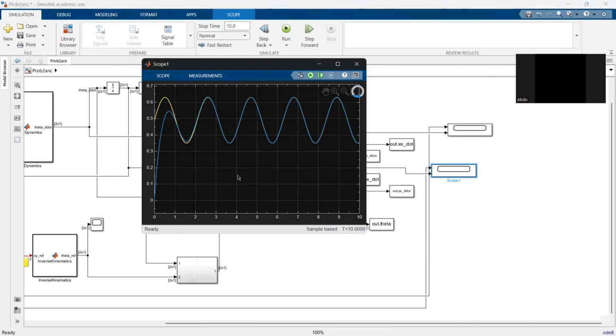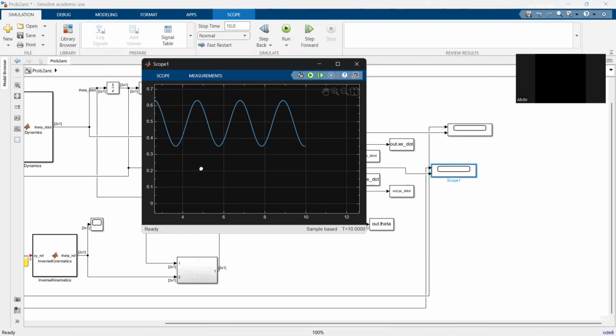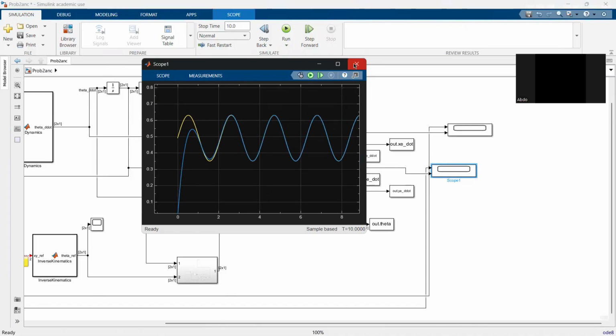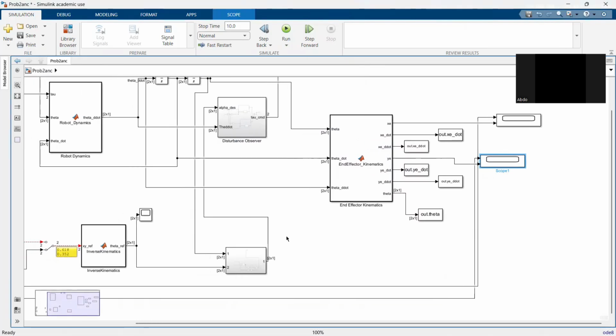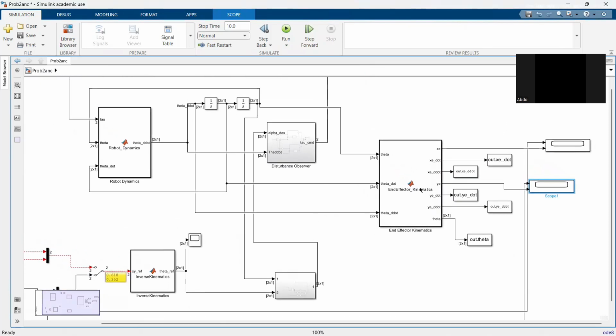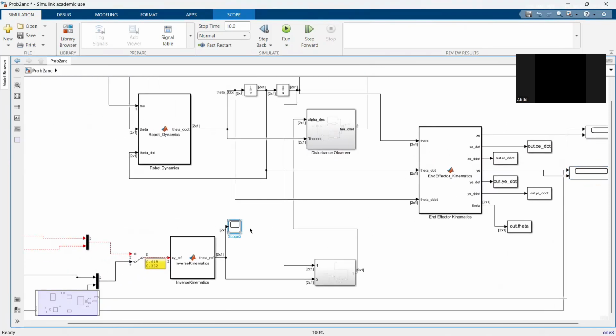And the same for the y, also in the same graph for 10 seconds, and it follows the same path. This becomes the same as our reference signals, and this is basically what we wanted. And that's all for our problem 2.